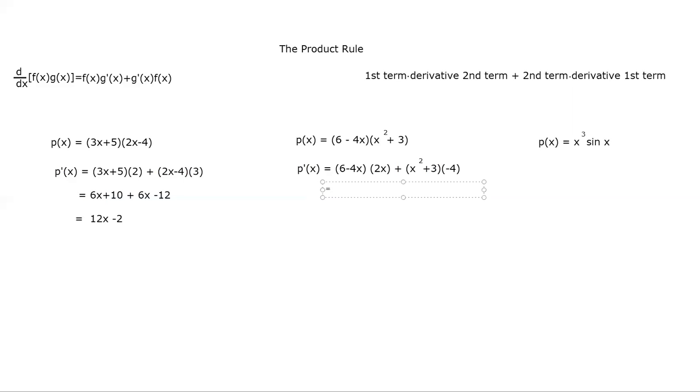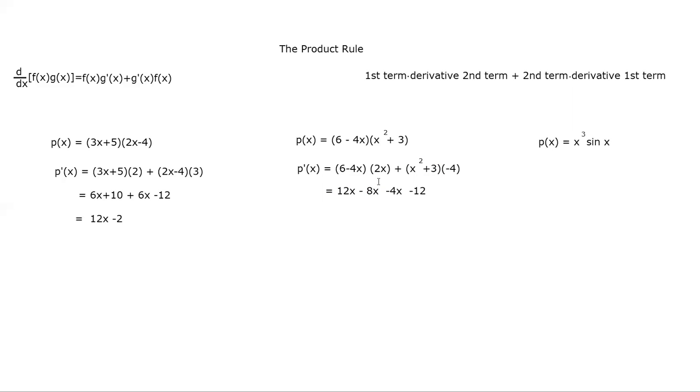Okay, so now we need to go through and simplify. Okay, we've got 6 minus 4x times 2x. We need to distribute. Okay, this is going to be 12x minus 8x squared, which we'll come back and put in. Now let's look at this next one. x squared times negative 4 is actually negative 4x squared, which we'll put in, minus 12. Okay, let's put this part in and come back and insert our exponents.